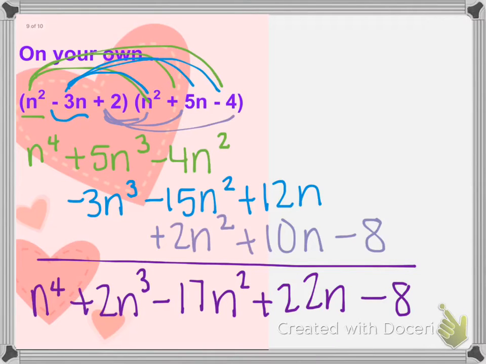So when you have so many terms in each set of parentheses, you just have to line them up and make sure that you're combining like terms at the end, but every term in the first set of parentheses has to be multiplied with every term in the second set.